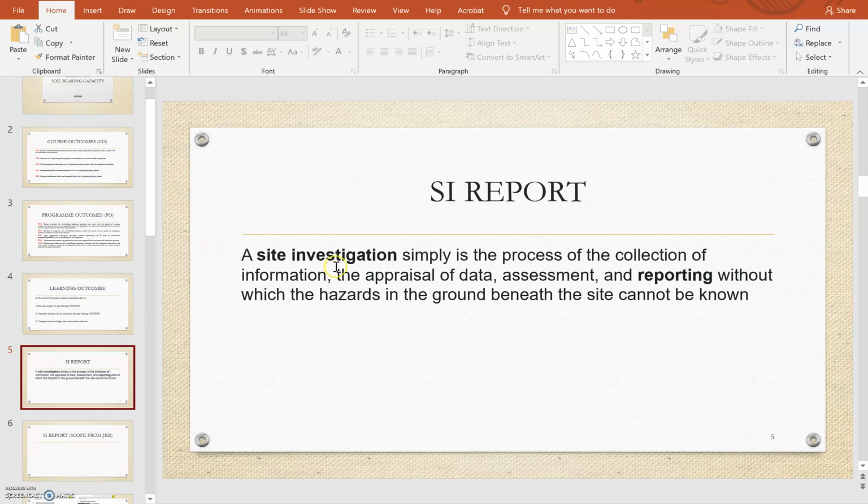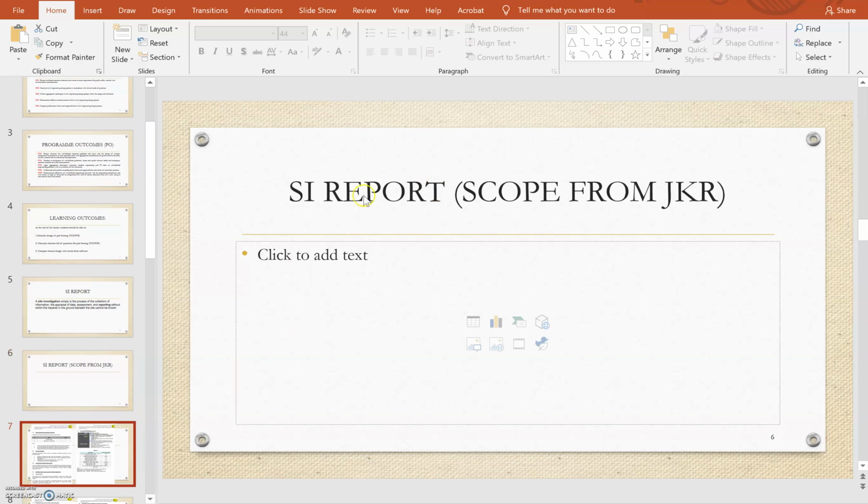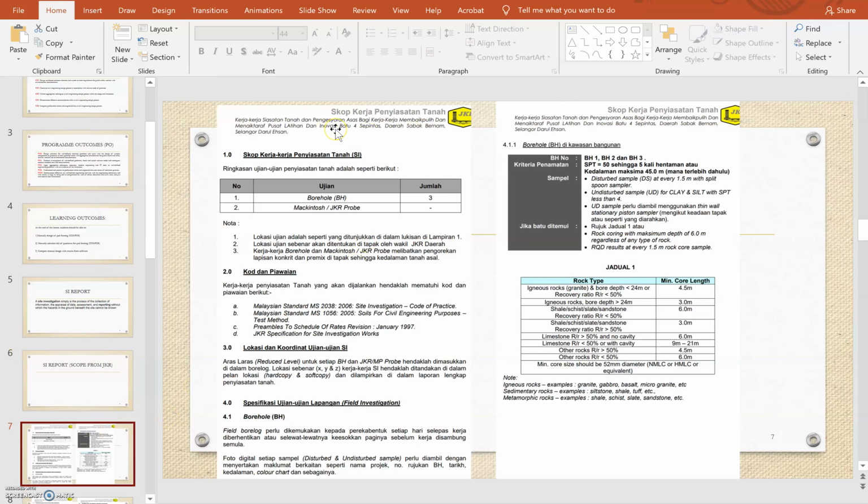So for the SI report, a site investigation simply is the process of the collection of information, the appraisal of data, assessment and reporting, without which the hazards in the ground beneath the site cannot be known. SI report scope from the JKR. So I share with you now an example of the skop kerja penyiasatan tanah from the JKR for a project at Sabak Bernam. So you can see here the example for the scope.